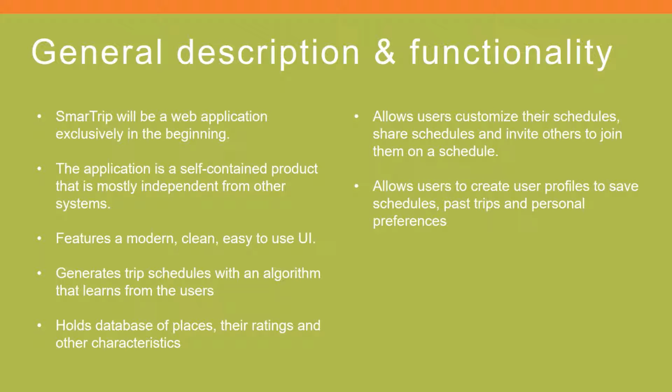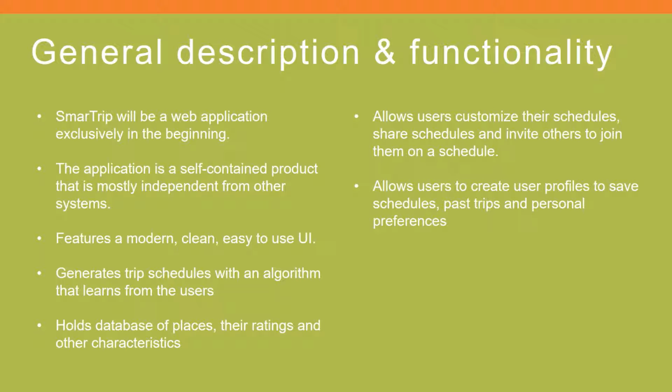In terms of the actual functionality that our application provides, this is in order of importance. First, it generates trip schedules with an intelligent algorithm that learns from user preferences. It holds a database of places of interest for tourists, and these places contain ratings, reviews, and contact information, and other characteristics such as photos of the place.